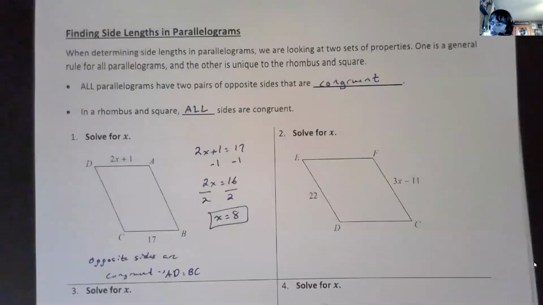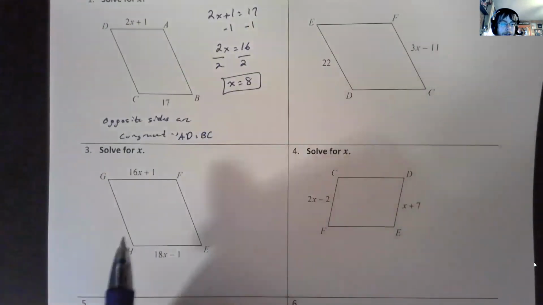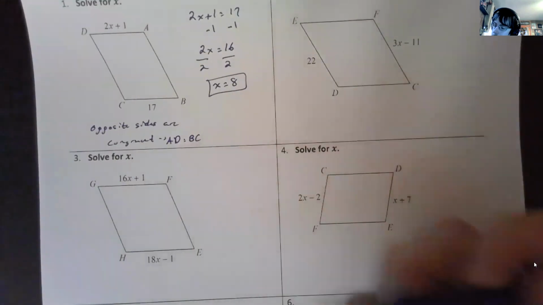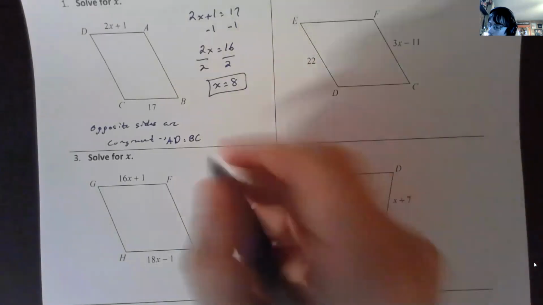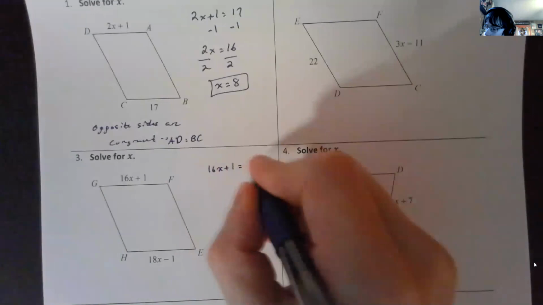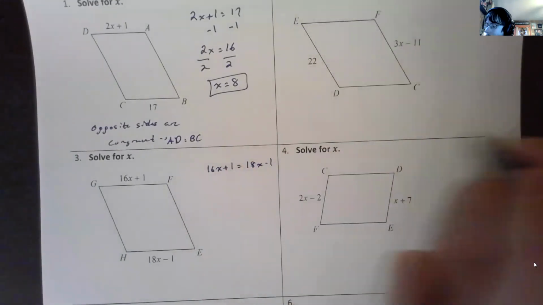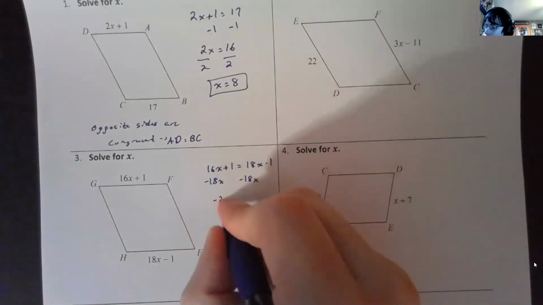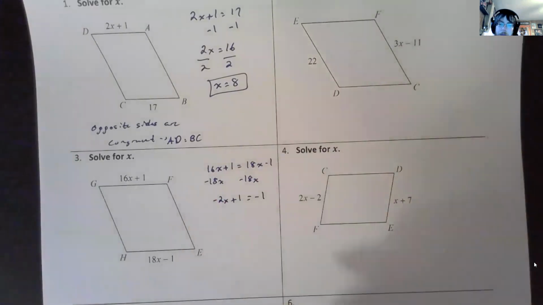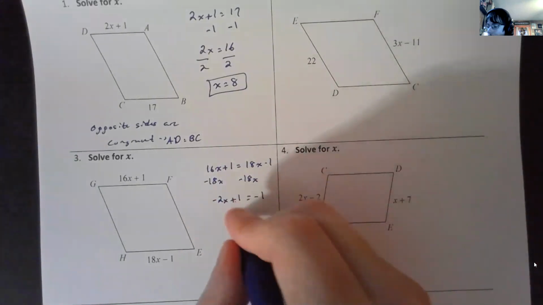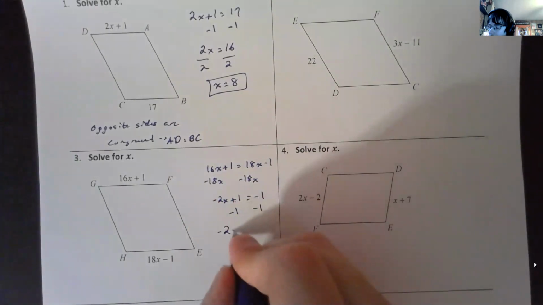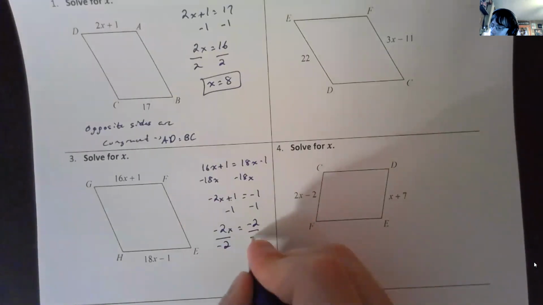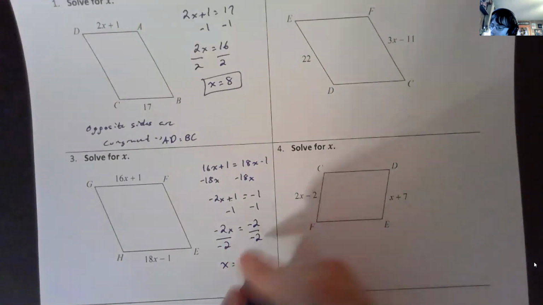All right, number 3. We have GF labeled here and HE labeled, and they are opposite sides, so that means they have to be equal to one another. So 16x plus 1 must equal 18x minus 1. I'm going to subtract 18x from both sides, and so we get negative 2x plus 1 is equal to negative 1. I need to get rid of this positive 1, so I subtract 1 from both sides. And so you get negative 2x equals negative 2. Divide both sides by negative 2, and you get x is equal to 1.